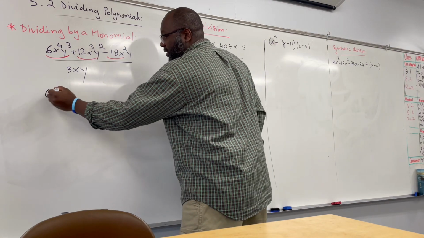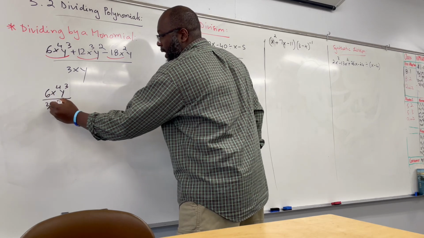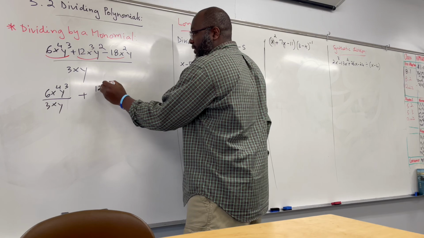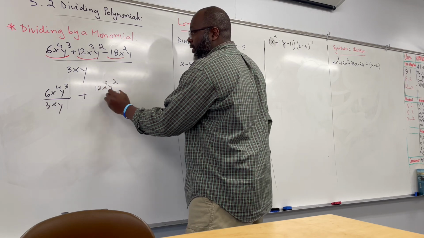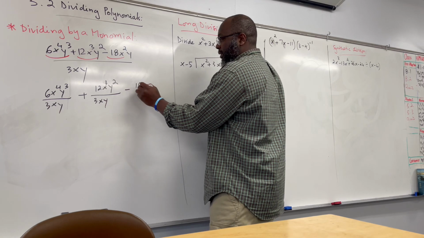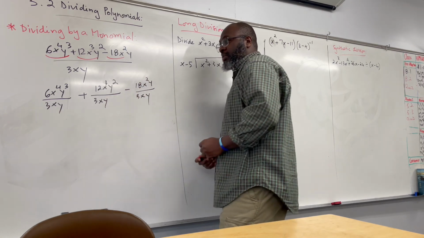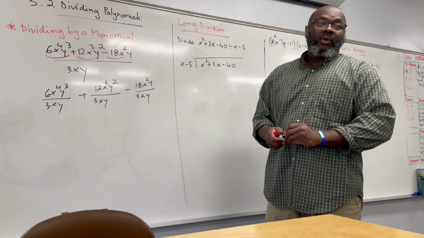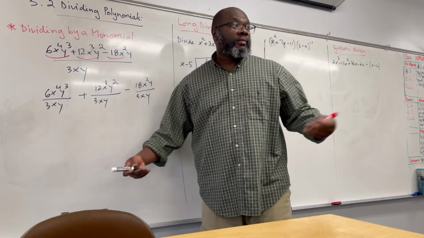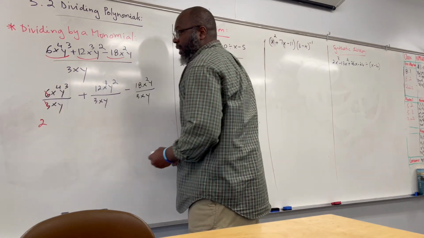So I'm going to have 6x to the 4 y cubed over 3xy. We're also going to have plus 12x cubed y squared over 3xy, and then minus 18x squared y over 3xy. Now we're going to simplify them one by one, right? So when I go here, I know 3 goes into 6 how many times? 2, right? So I start with 2, and then let's see what I have.